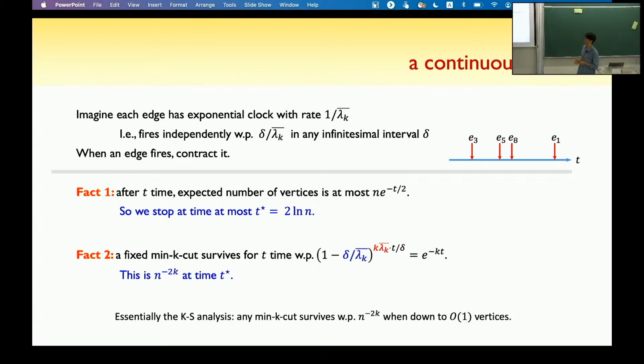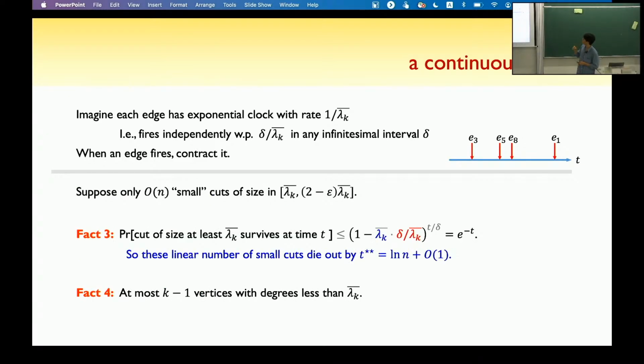But of course we want to do better. To do better, we have to use the fact that we're going to prove in the second part, which is that there are only linearly many small cuts in the graph. Here I define the small cuts to be the cuts whose size is between lambda_k bar and 2 minus epsilon times lambda_k bar. There may be cuts smaller than lambda_k bar, but if you look at fact 4, there are a very tiny number of them. So for this talk, we'll assume that there is no cut of size less than lambda_k bar, and that there are only linearly many small cuts.